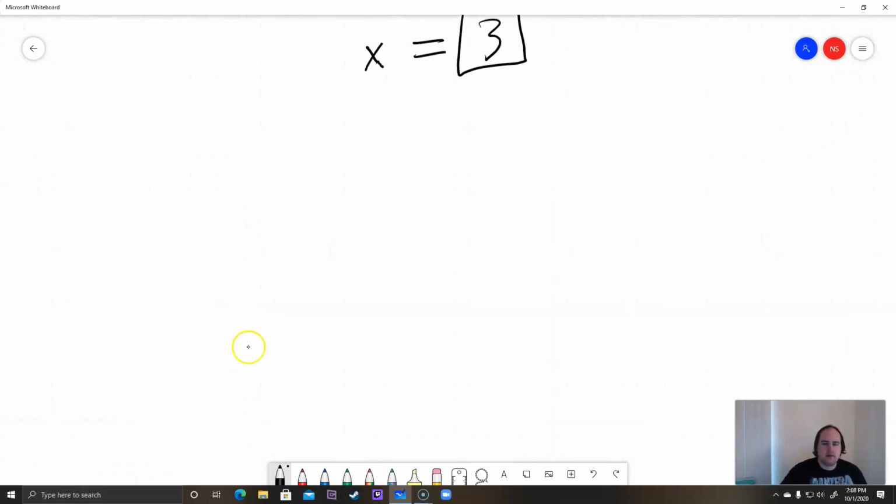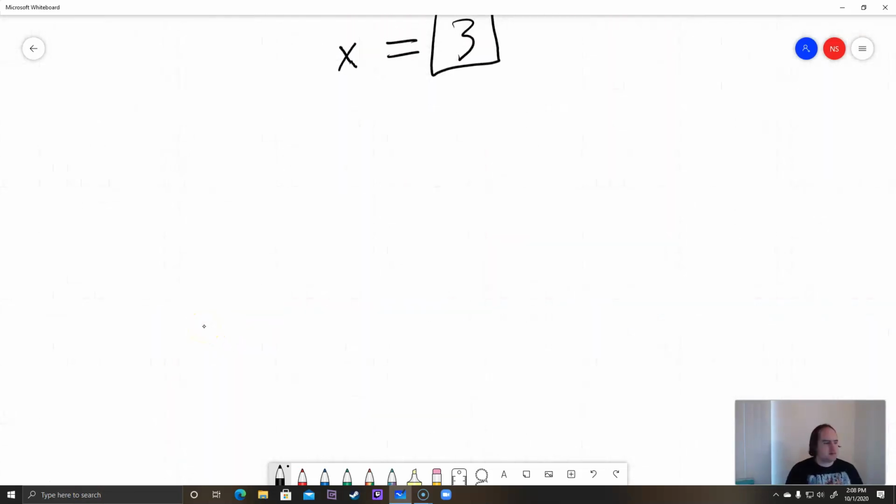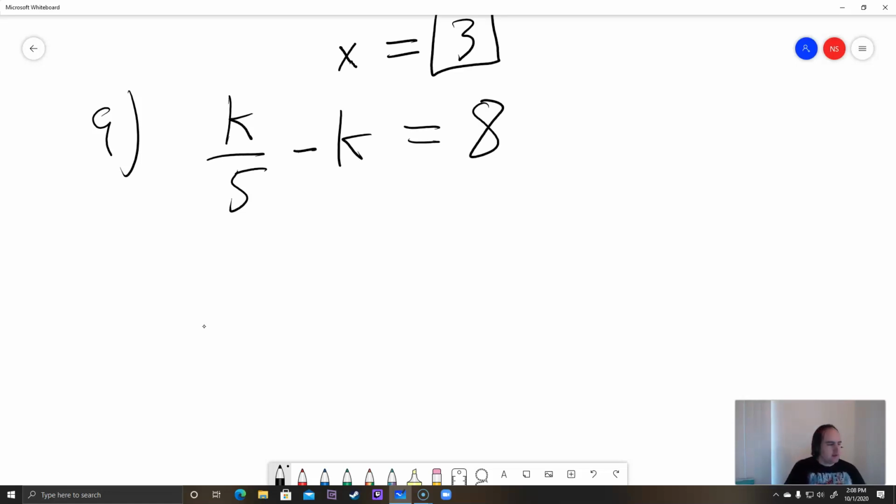I know it's getting to be a lot of problems, but I want to keep going. So problem number 9 is k over 5 minus k equals 8. So this is a new type of problem where we actually have two terms involving the variable, and one of them actually has a fraction.